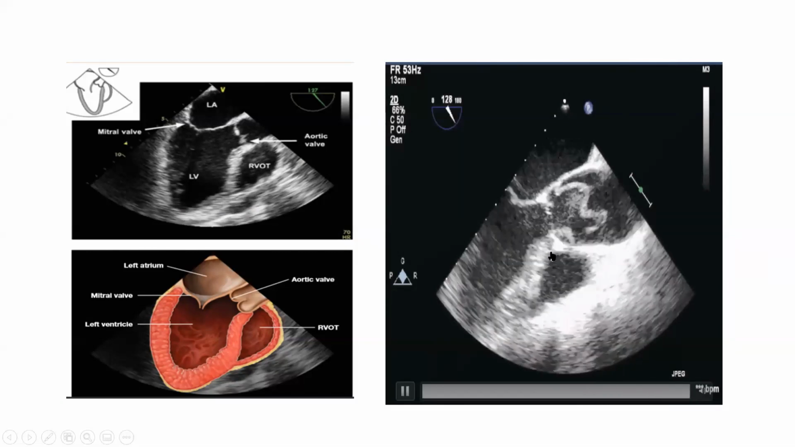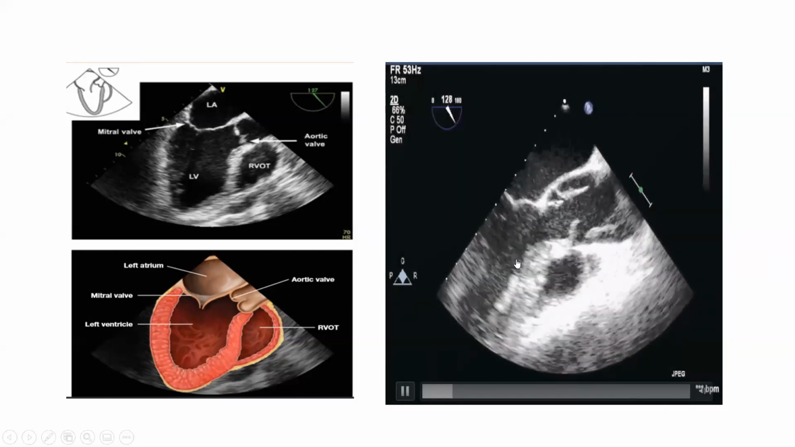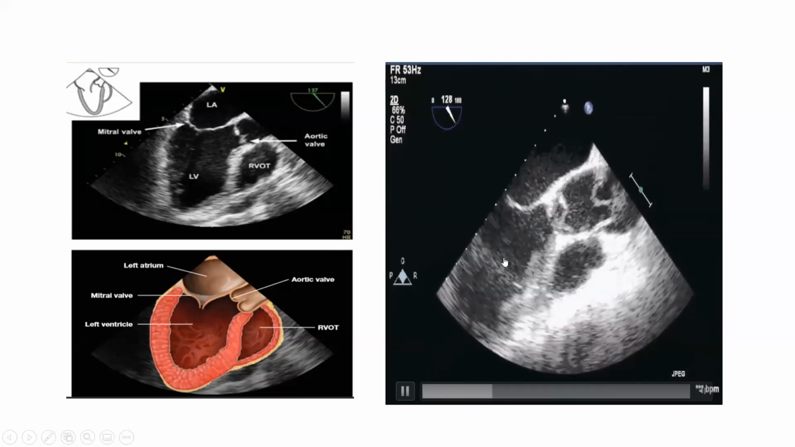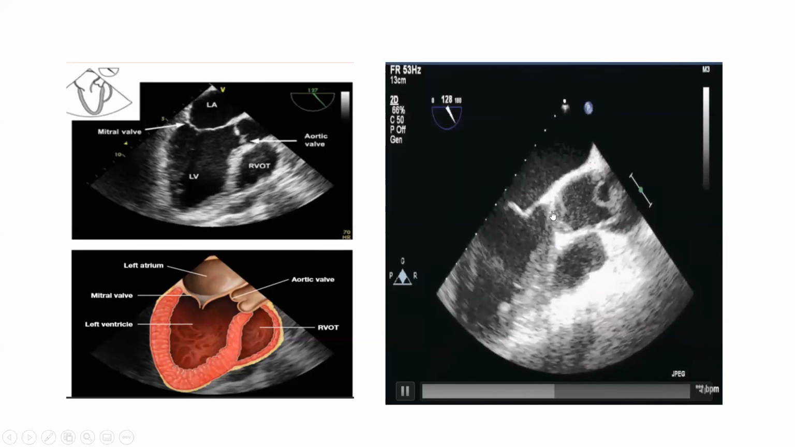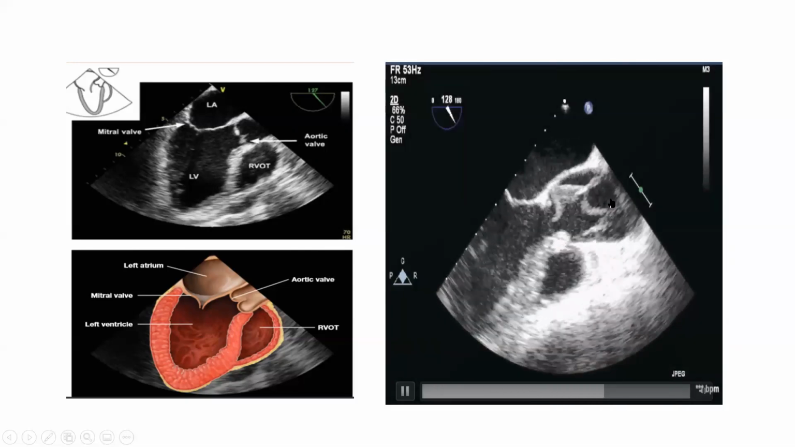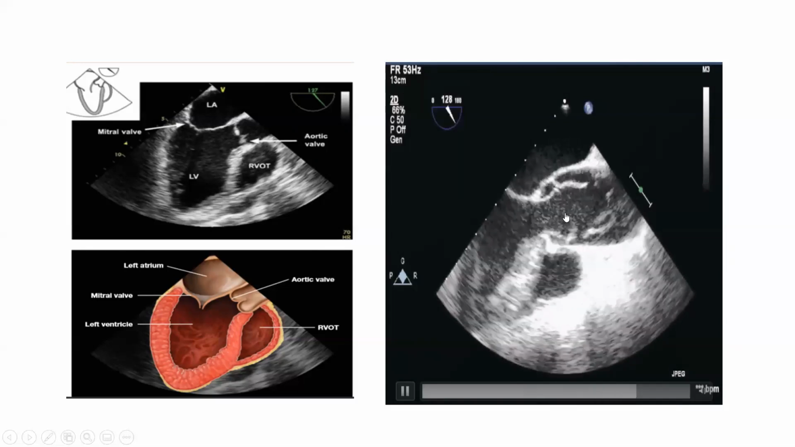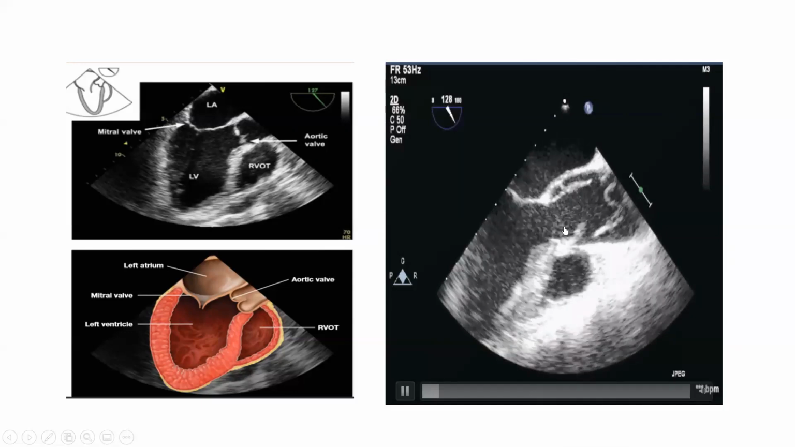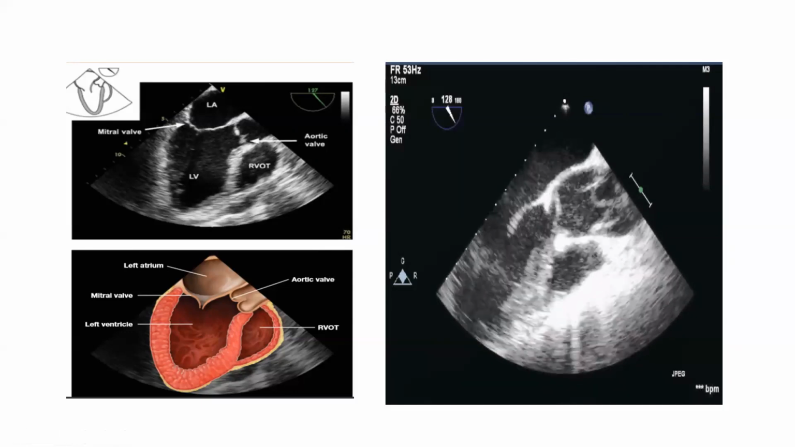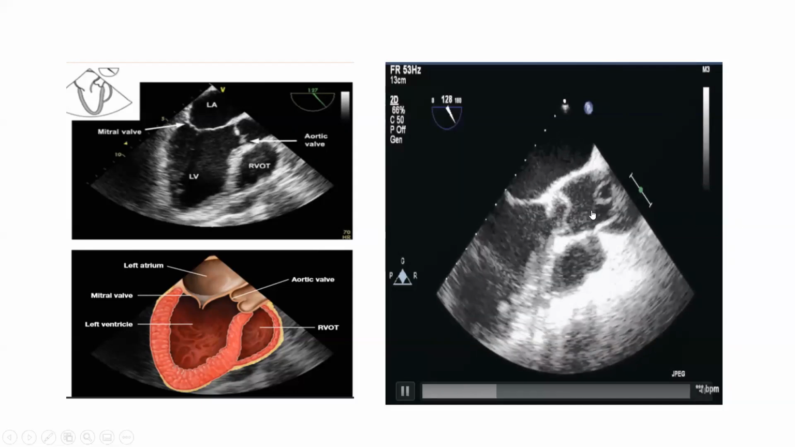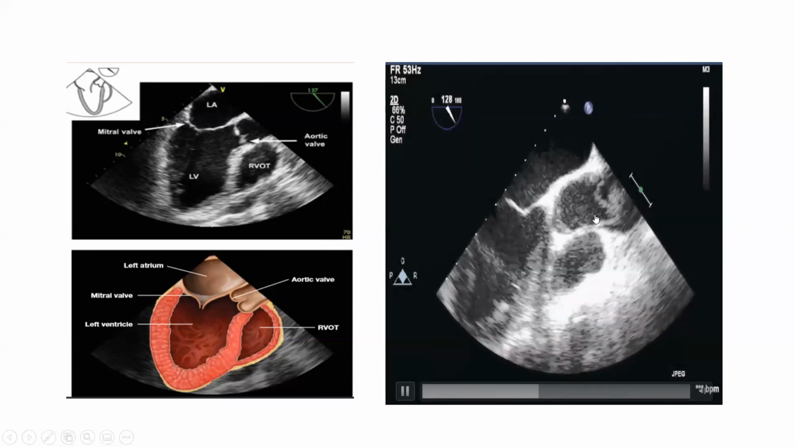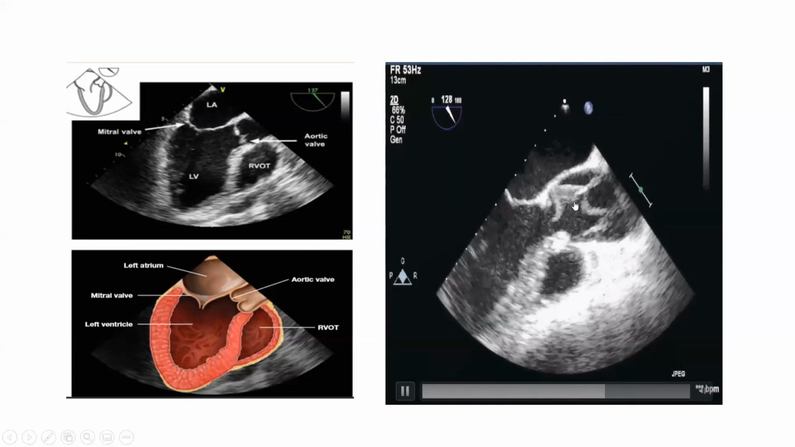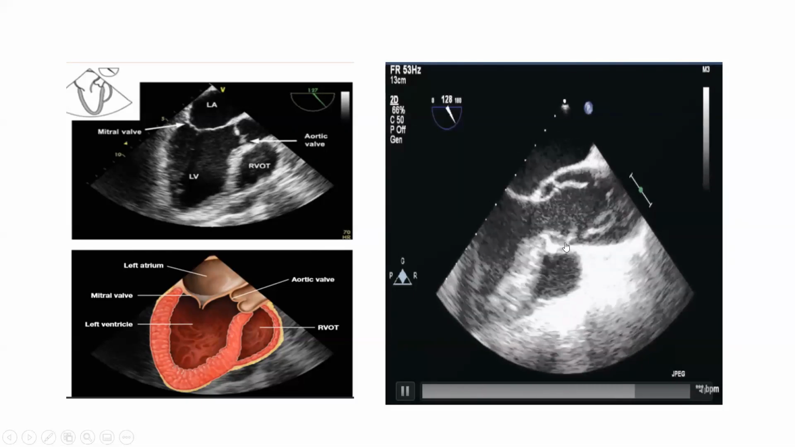Nice view, a long axis view: left atrium here, left ventricle here, aorta, aortic valve here, ascending aorta here, and there is a snake inside. What is this snake? Dissection. Dissection, excellent. So there is a dissection. There is a dissection flap, aorta, dilated aortic root, dissection flap. This is typical.